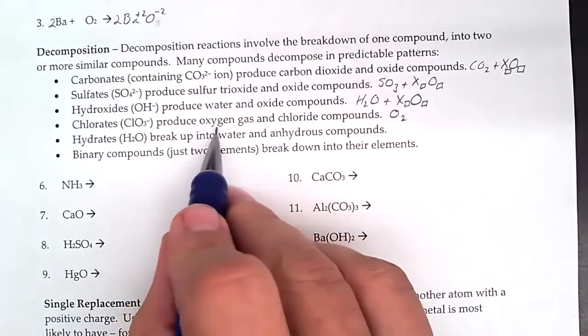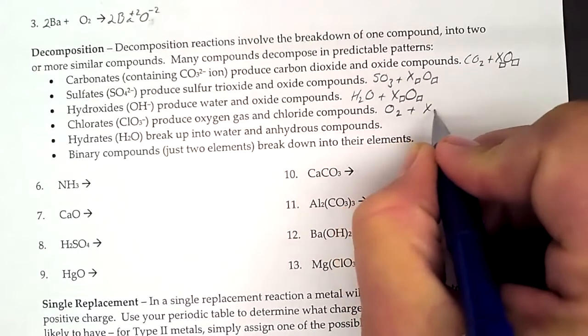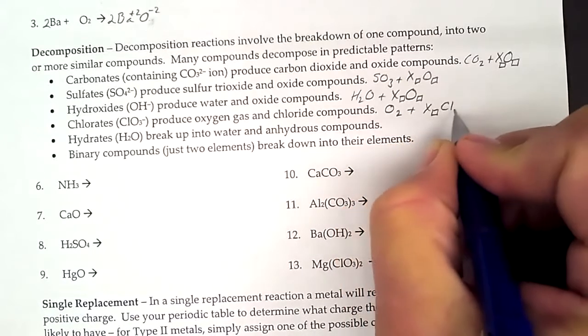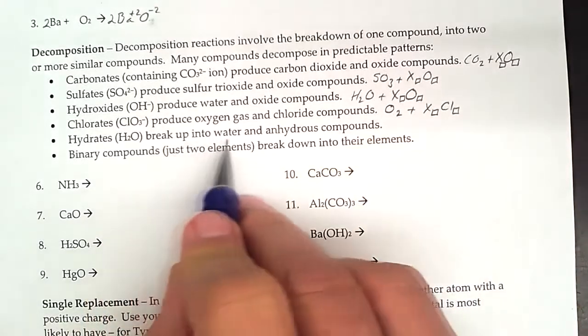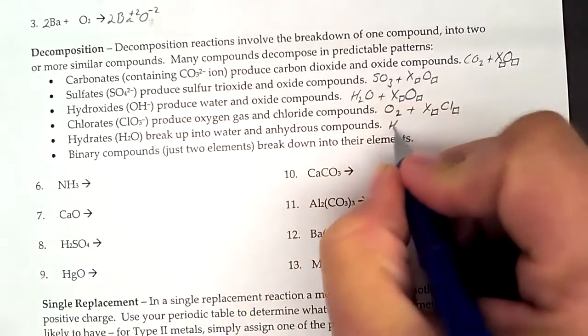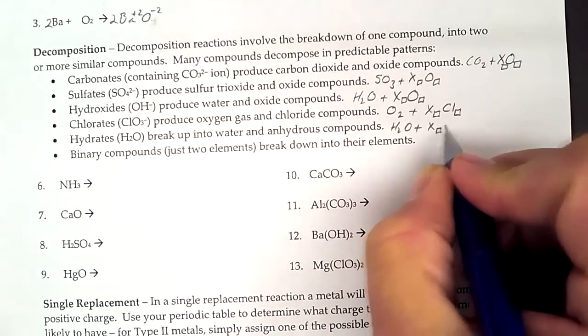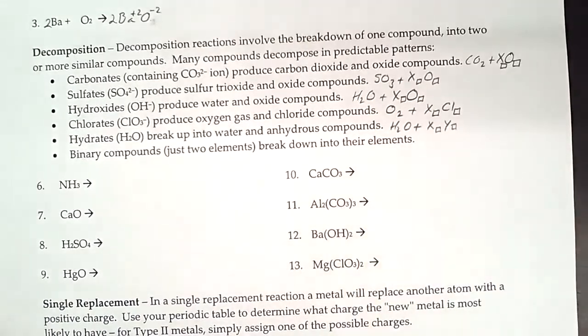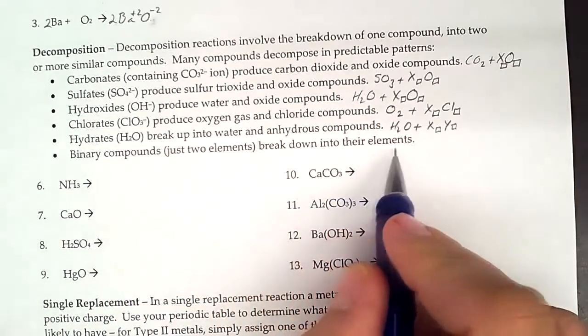So we have oxygen gas O2 and chloride compounds, and so what we're going to have is whatever's left over with chlorine, not oxygen. This breaks up into water and just whatever's left. And binary compounds, just 2 elements, break down into their elements.